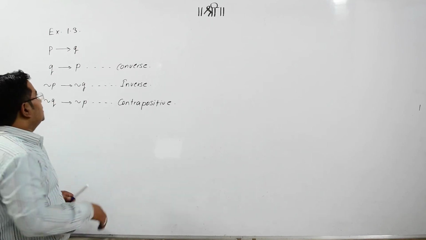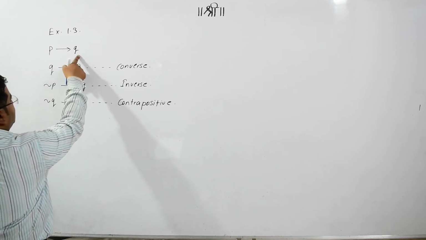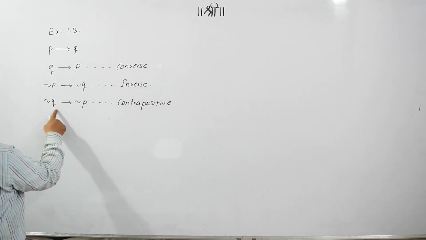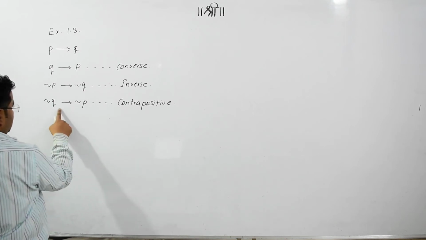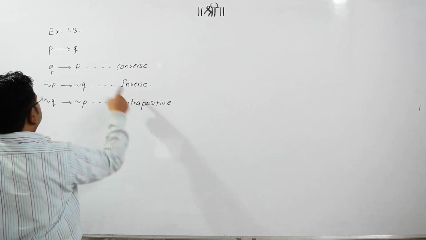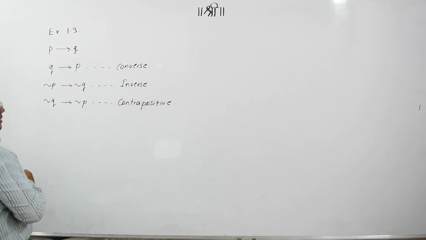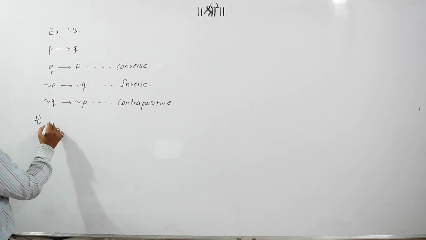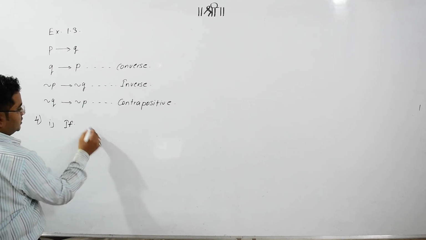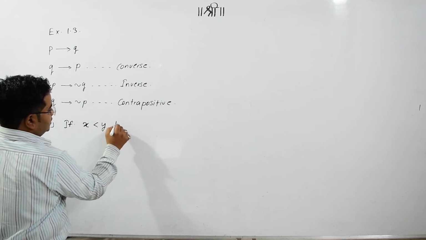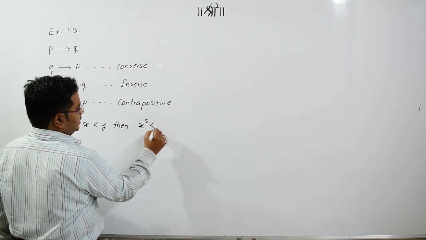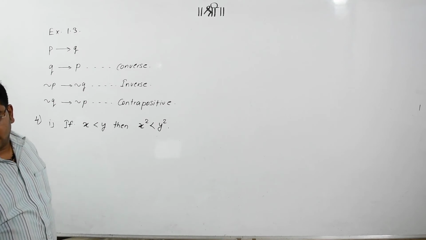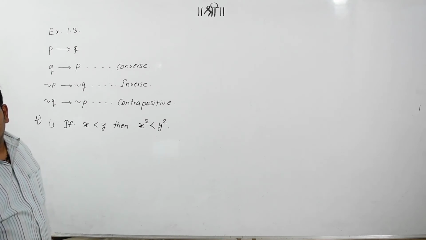Okay, so hope up to this point everyone knows exactly how this is possible and what is the meaning of this statement. Now this is the converse of the given statement P implies Q. This is called the inverse of the given statement P implies Q. And negation of Q implies negation of P is called the contrapositive of the given statement P implies Q. So we need to perform this. So first, question number 4, which we will solve first. What is the question? If x is less than y, then x square is less than y square. Everybody knows that this is a mathematically true statement.